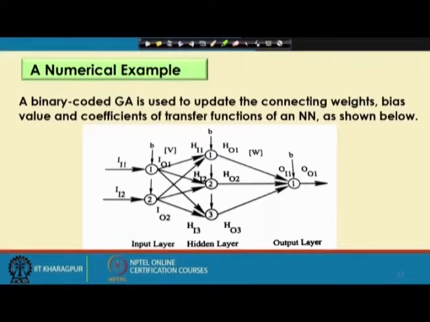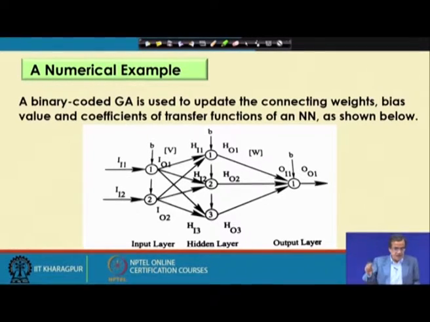Now we are going to solve one numerical example just to explain how to evolve one neural network using the principle of a binary coded GA. Now, let me state the problem. A binary coded GA is used to update the connecting weights, bias value and coefficient of transfer function of a network as shown below. So, this is actually the small network which you have considered.